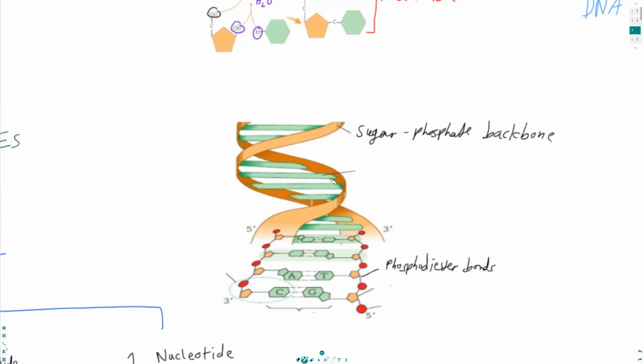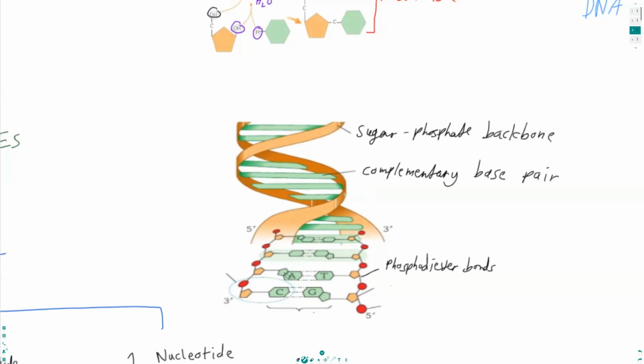Here, this green bit is a complementary base pair. So here we have complementary base pairing happening. Oh, this diagram is slightly wrong. So here we have phosphodiester bonds forming the sugar phosphate backbone with complementary base pairs in the middle.